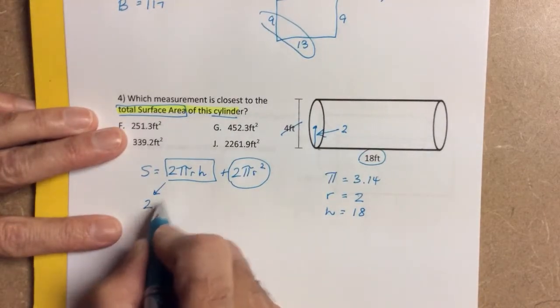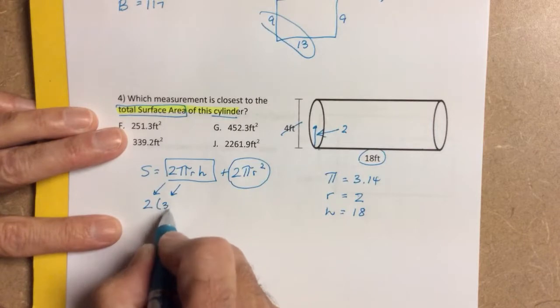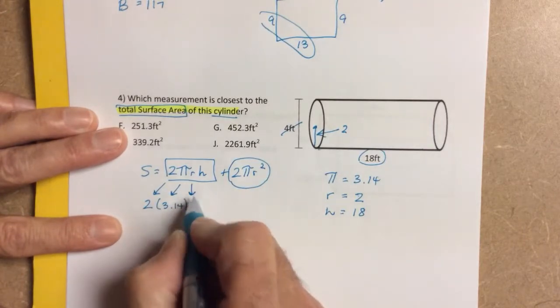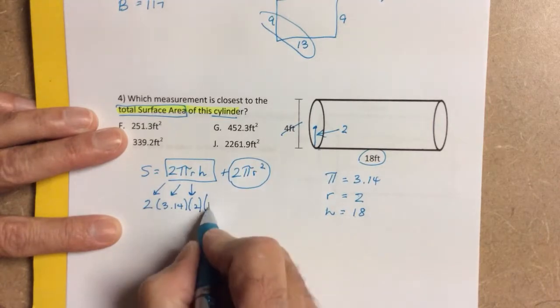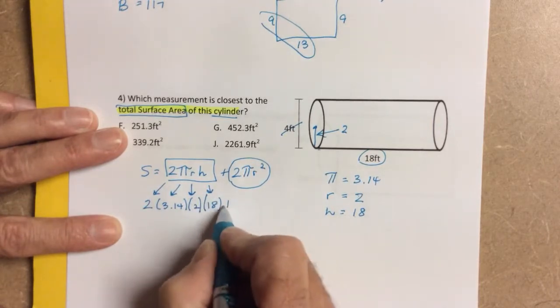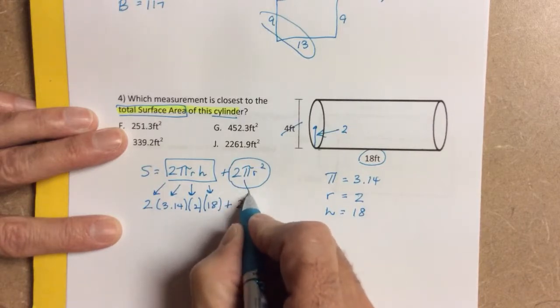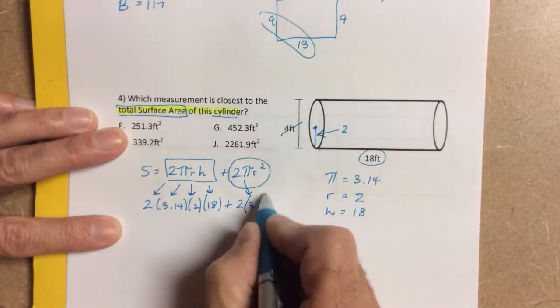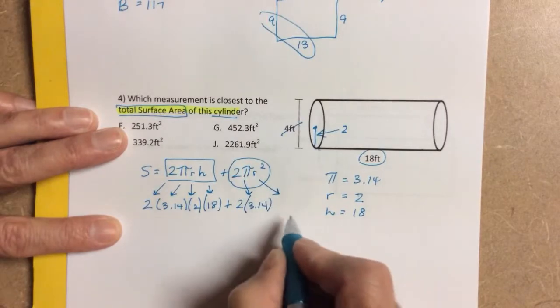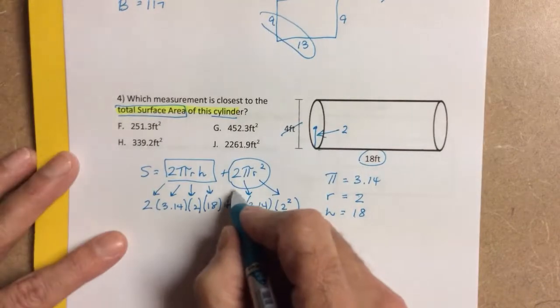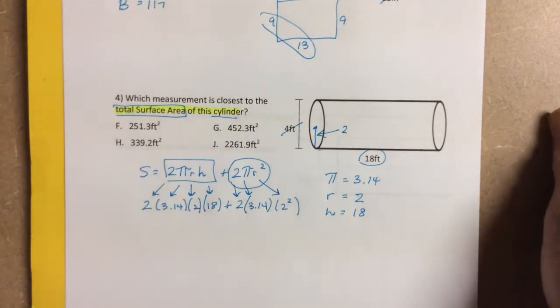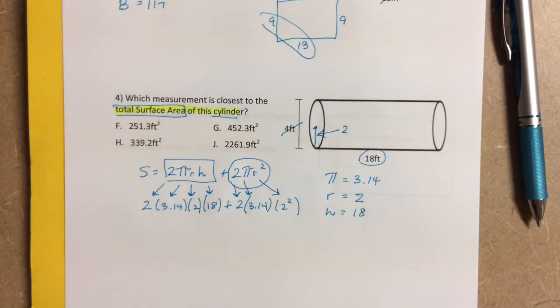So 2 times 3.14 times radius, which is 2, times height, which is 18, plus 2 times 3.14 times the radius to the second power. Now you don't have to draw the arrows, but you do need to see the relationship that each number replaces a letter in the original equation. So let me get this typed in really quickly.